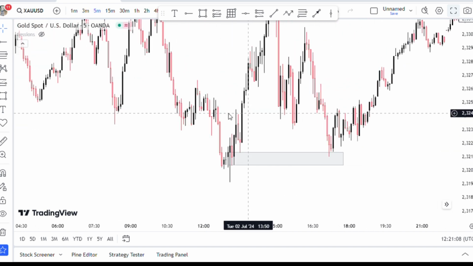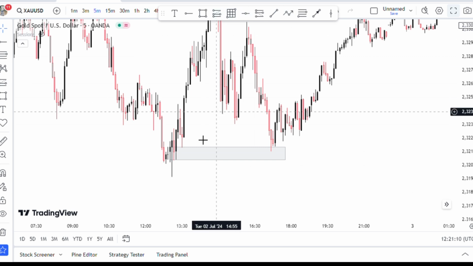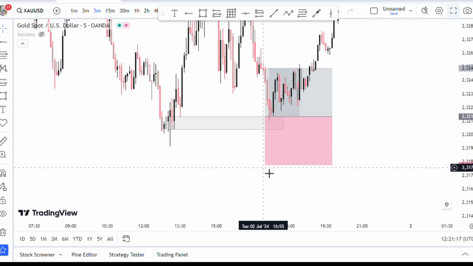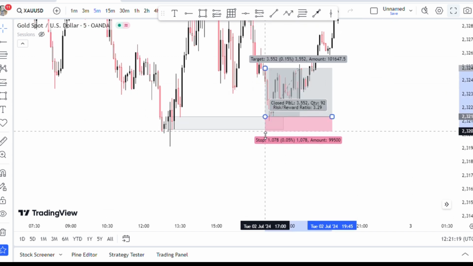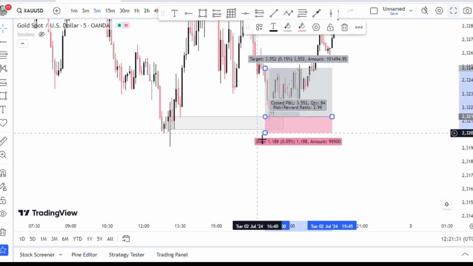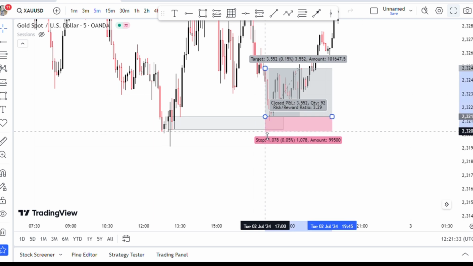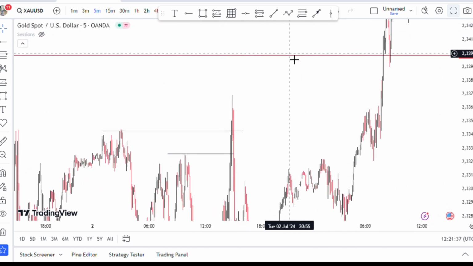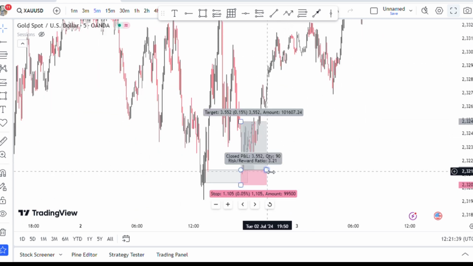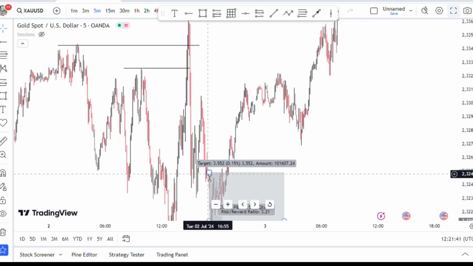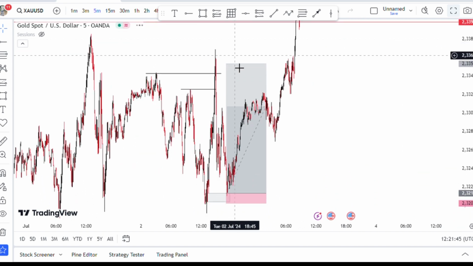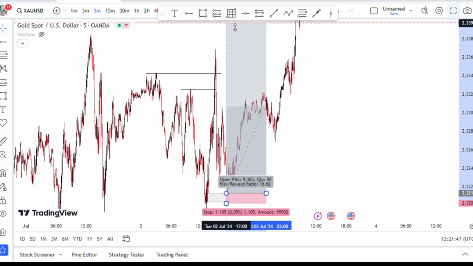Then I set my entry below this particular low here. The price is going to like to take out this particular liquidity, so I set my entry here. Then my stop loss was below here. I added some little pips. Okay, this is where I set my stop loss. Then I set my take profit, this particular high here, this particular high. So let me just move the market to that high. So I set my take profit here.